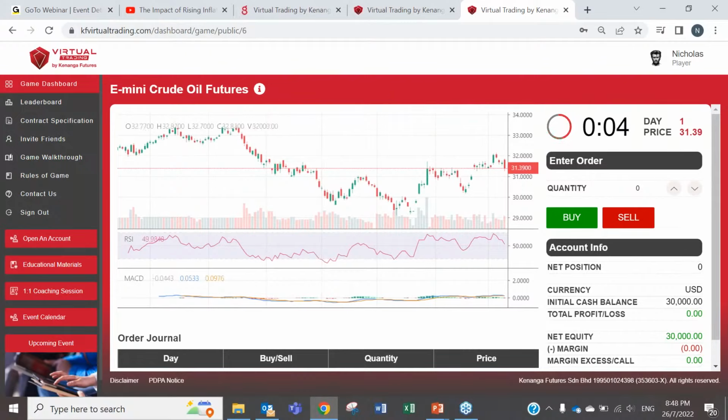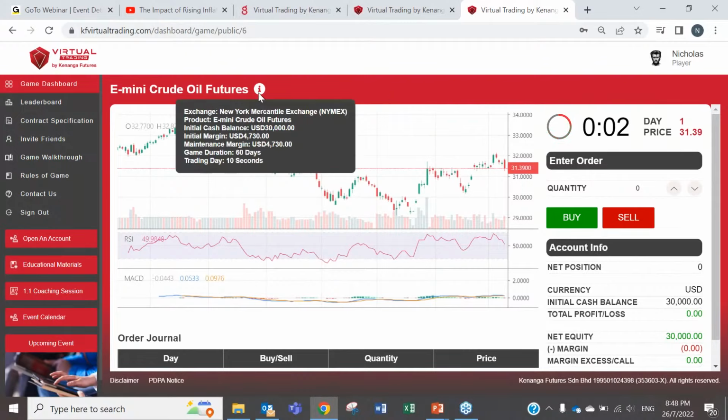If you notice, the product that you are trading is called E-mini Crude Oil Futures. It's listed on NYMEX. And the initial cash balance is 30,000 US dollars, meaning I'm giving you 30,000 US dollars to trade this product. The initial margin and maintenance margin is at 4,730.